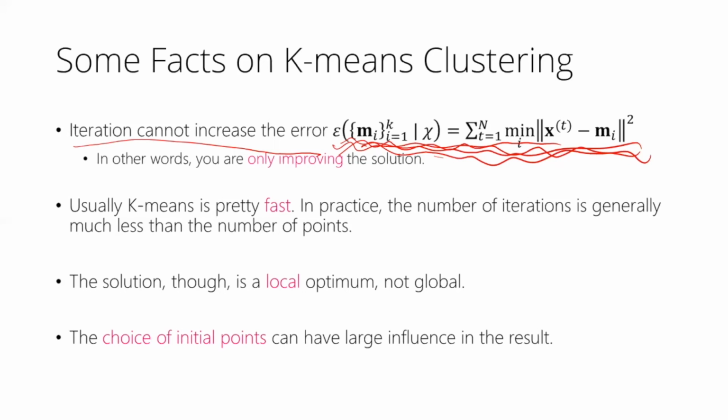Usually K-means is pretty fast because if you think about it, it's a fairly simple computation. And the number of iterations is generally very few. You don't really need that many iterations in many cases. And usually the number of iterations is less than the number of data points. So that makes the K-means algorithm quite suitable for big data problems, in fact. Having a larger number of points doesn't mean that you're going to need more iterations.